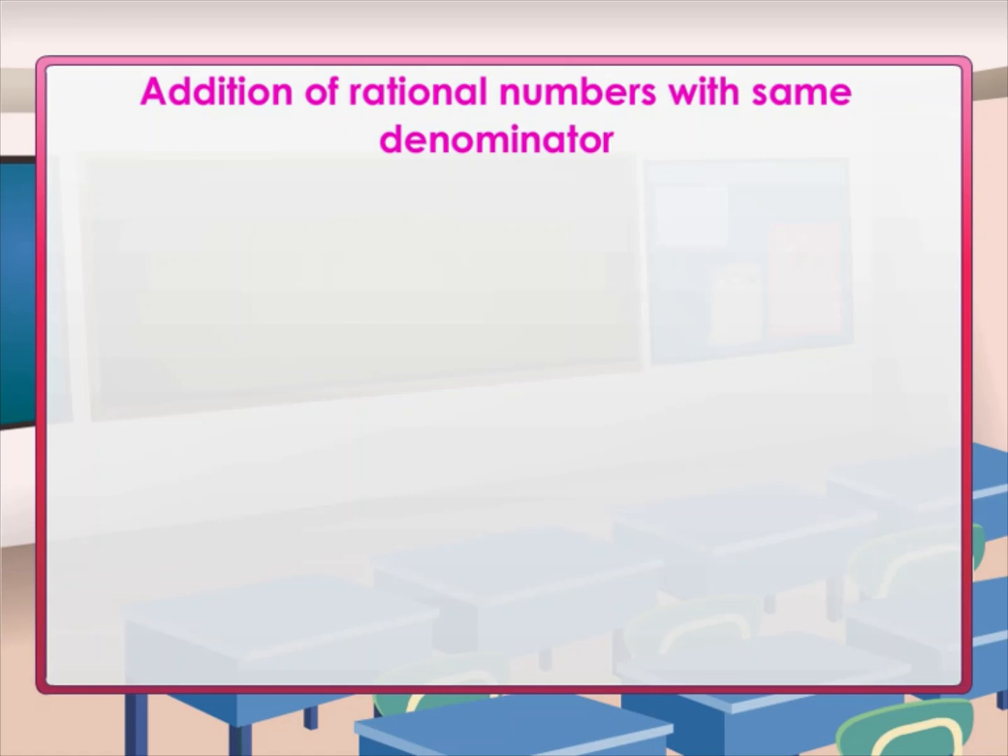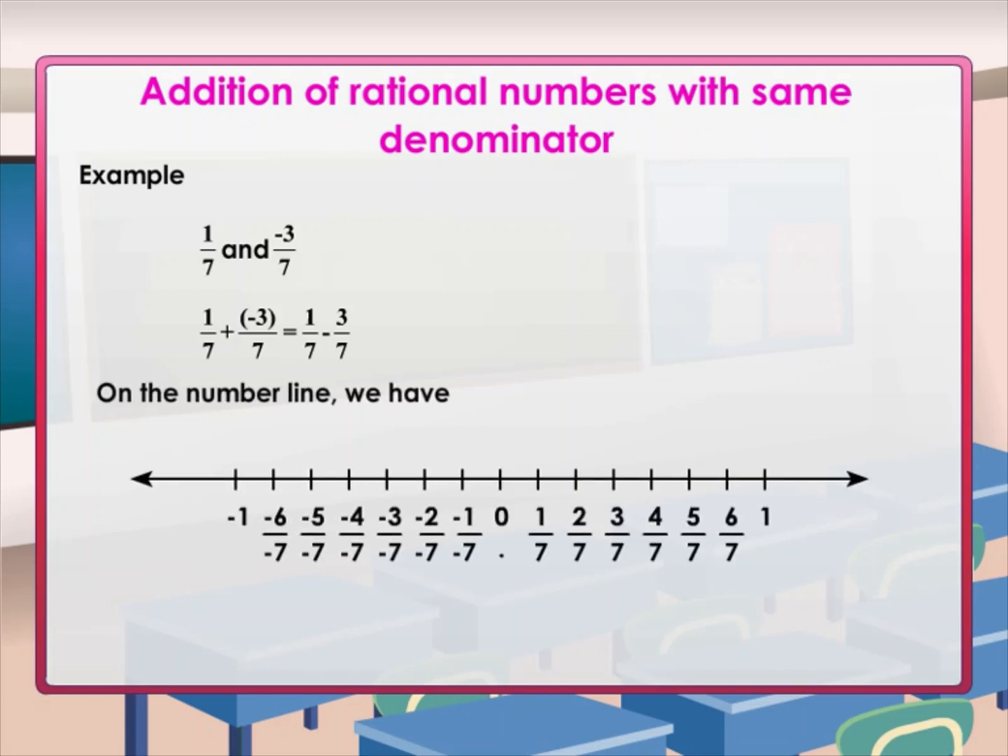Addition of rational numbers with the same denominator. Example, let us add two rational numbers with the same denominator, say 1 by 7 and minus 3 by 7. When we add two rational numbers with the same denominator, we have 1 by 7 minus 3 by 7. On the number line, we reach at minus 2 by 7. Now we check. After adding two rational numbers with the same denominator, we get minus 2 by 7.